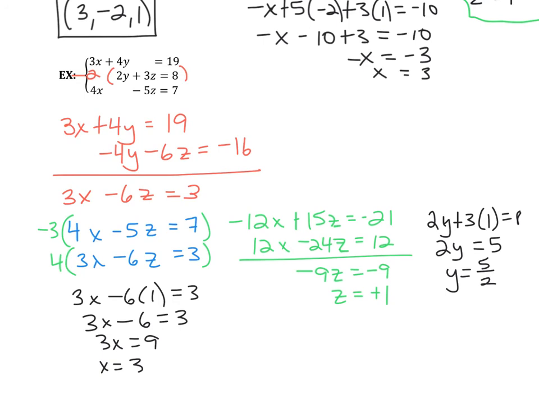All right, so if I collect all of my values and write them as an ordered triple, my final answer is going to be (3, 5/2, 1).